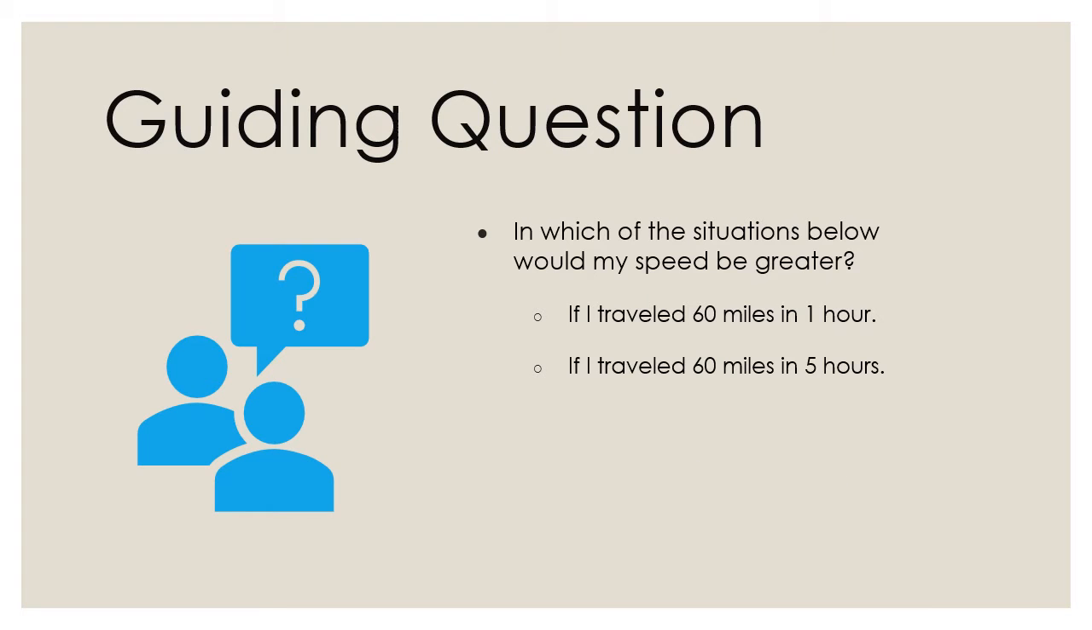Here's our guiding question for this lesson. In which of the situations below would my speed be greater? If I traveled 60 miles in 1 hour, or if I traveled 60 miles in 5 hours? You probably guessed correct. It's the first option. In other words, if my time is low, my speed is high. And if my time is high, my speed is low. That is an example of an inverse variation.